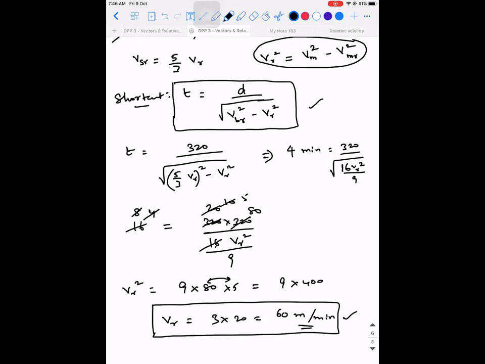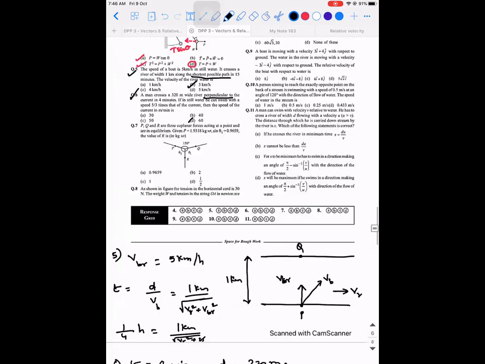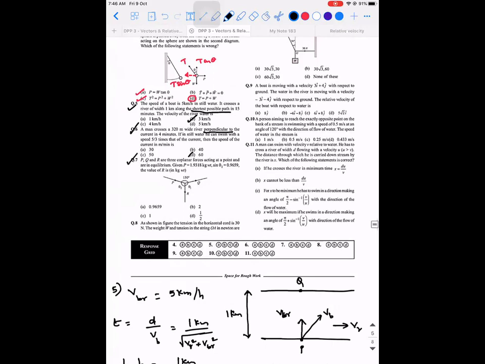Okay. Next. So going to the next problem. Look at the seventh one.